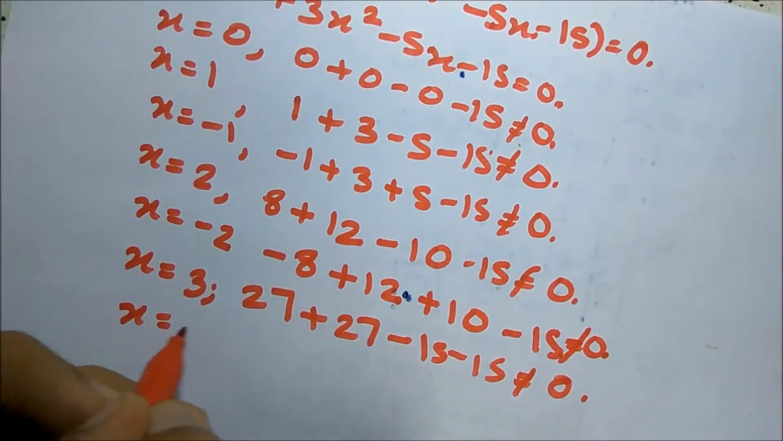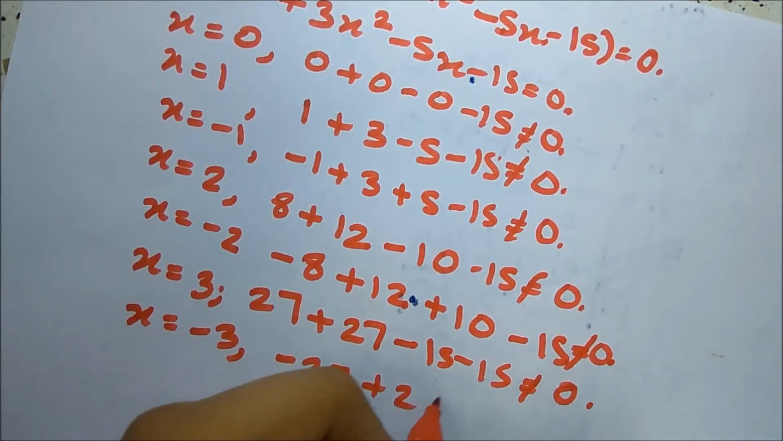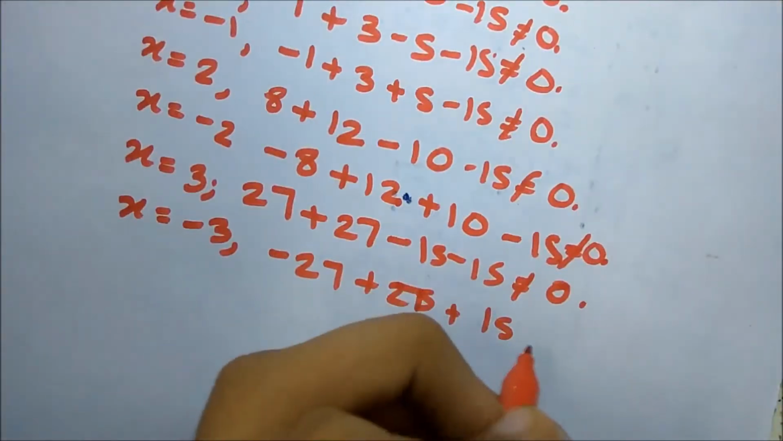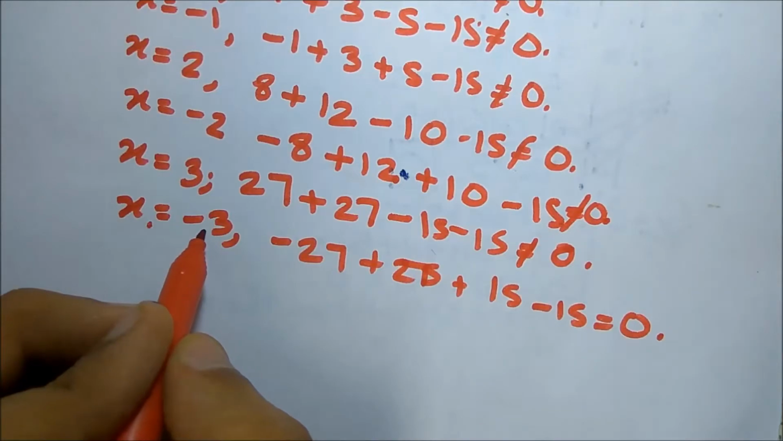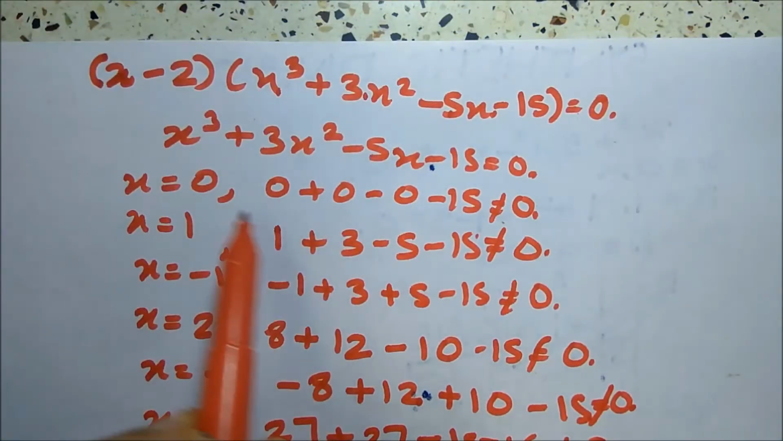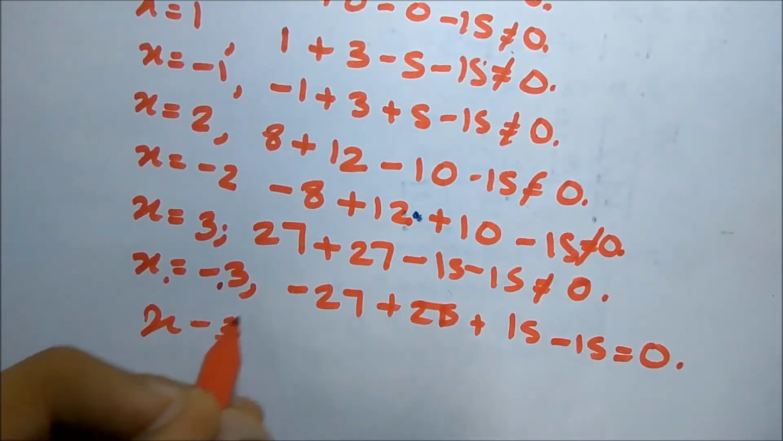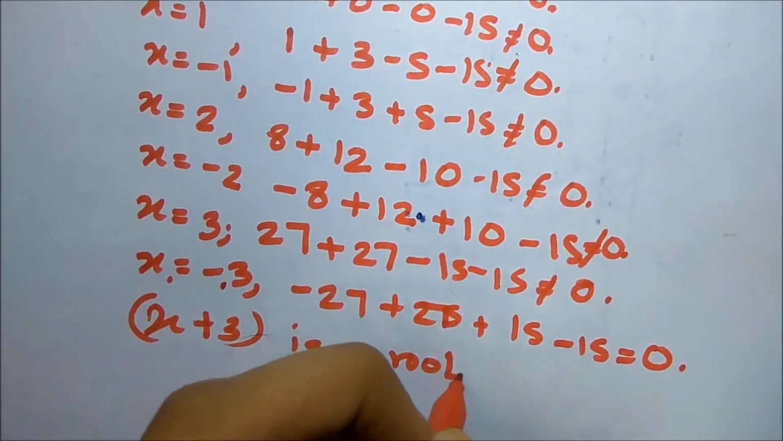But if I put x equals minus 3, I will get minus 27 plus 27 plus 15 minus 15 is equal to 0. So x equals minus 3 satisfies this equation. So I'm going to write that x plus 3 is a root.